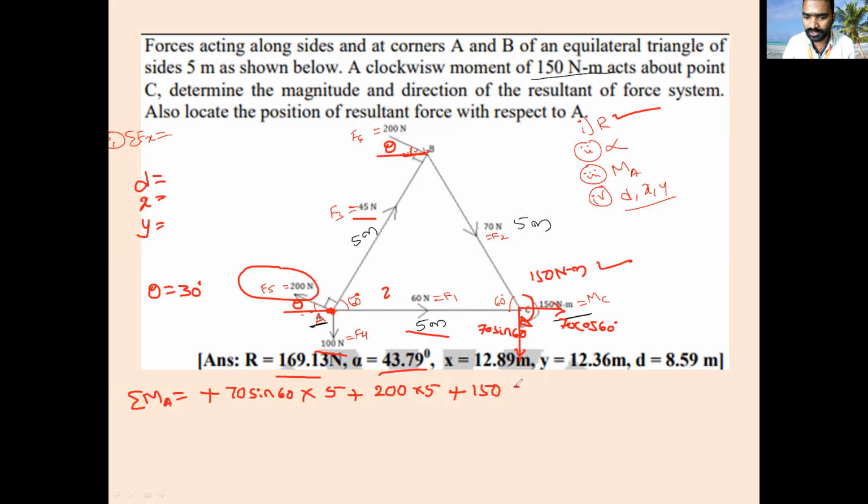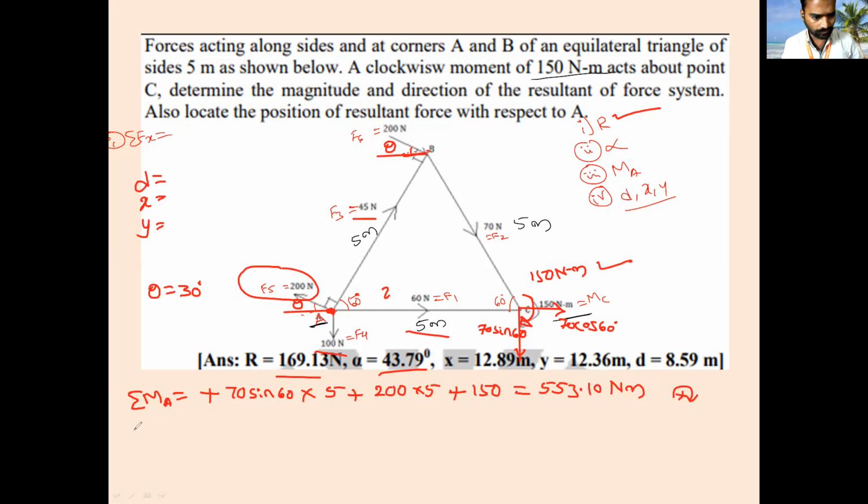Is it clear? So what is the answer for this one? 553.10 Newton meter. Is it clockwise or anti-clockwise? Clockwise. All are clockwise.